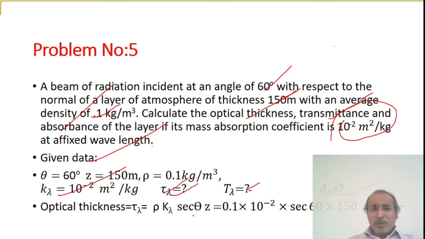So here rho is given, just substitute here. Then k lambda is also given here, that is 10^-2, into secant 60 degree, theta is 60 degree, into 150, that is the z thickness. So after the simplification, we will get 0.3. So this is the optical thickness.